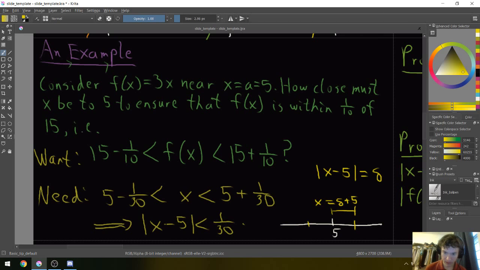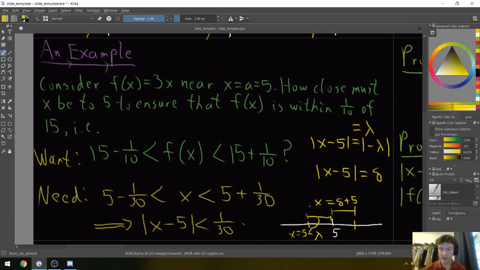If, on the other hand, x is to the left of 5, and say this is some different value, x equals 5 minus, say, Greek letter lambda, then in this case, x minus 5 is going to be the absolute value of minus lambda, because x is 5 minus lambda, so 5 minus lambda minus 5 is minus lambda, but the absolute value of negative lambda is positive lambda.